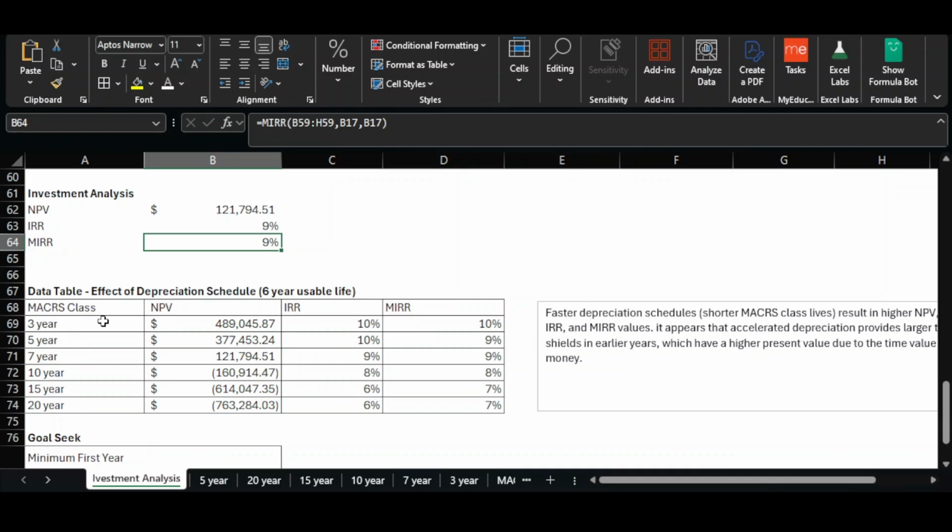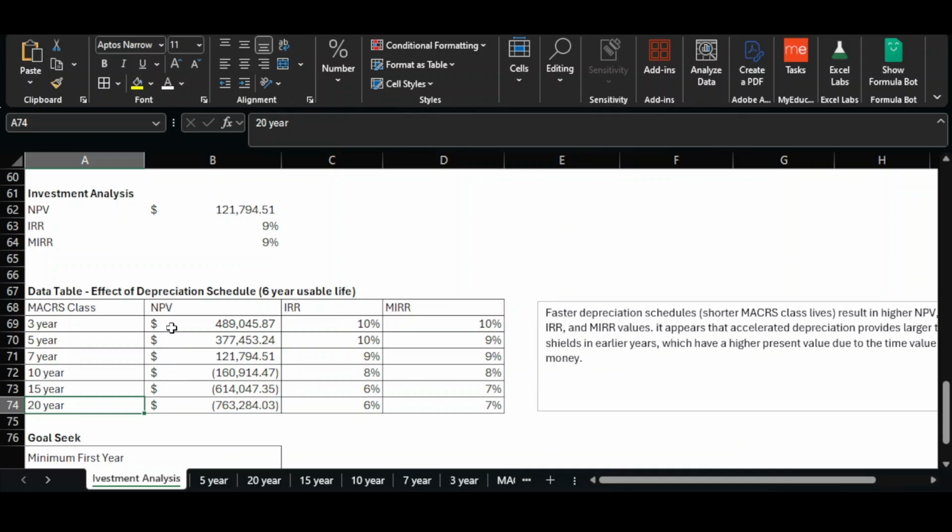Originally, the exercise uses the 7-year class, but the last part of the exercise is an instruction to give us a table of what it looks like for the NPV, the IRR, and the MIRR if we change the class of the depreciation system into something like 3-year, 5-year, 7-year, 10-year, 15-year, or 20-year, a kind of reference of how it looks on the value of the investment.